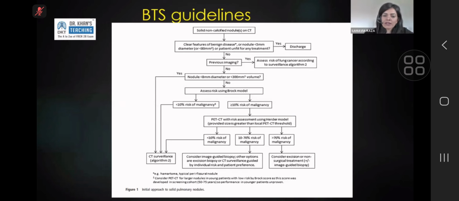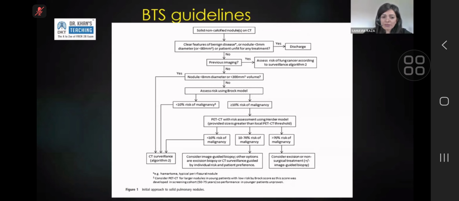Depending on your local practice, if you don't have that and it's bigger than 8 millimeter, you need to assess that lesion for risk of underlying malignancy. How you do that risk assessment is the BROCK model. I will come to the BROCK model after I've gone through this. The BROCK model is just a way to put a number on it, a likelihood of cancer on a specific nodule in a specific patient.